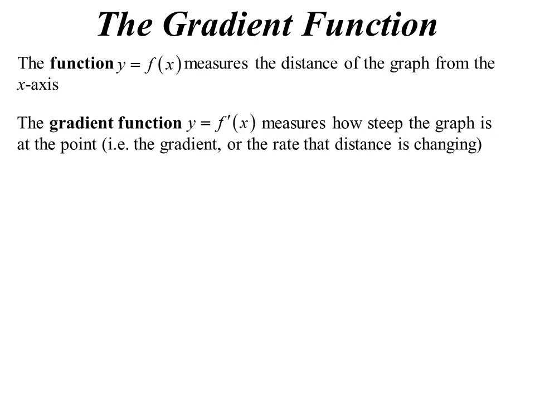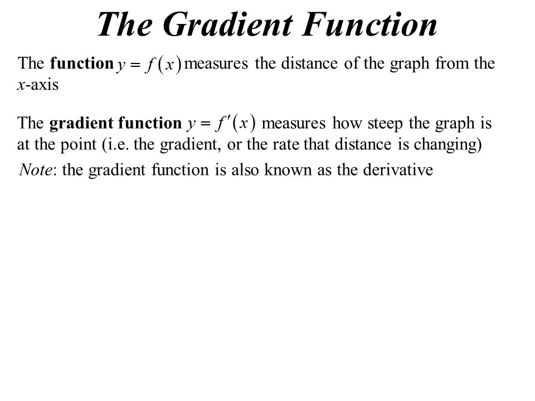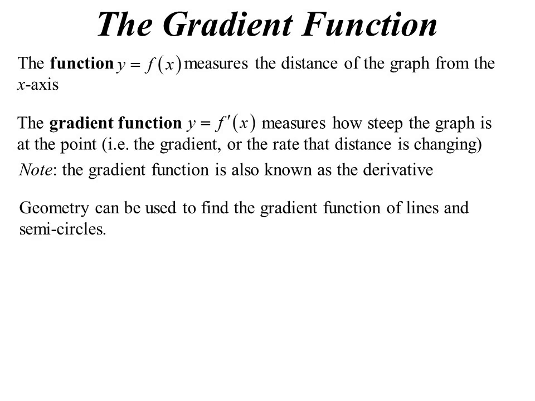With a gradient function, and one of the ways we denote it is with a dash, so f dash x, it measures how steep the graph is at that particular point. In other words, the gradient. So it's the rate that that distance is changing, more commonly known as the derivative. But that is what the gradient function is. Now, to start off with, we're going to use geometry to find it.